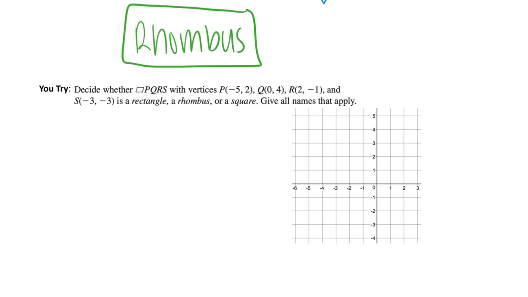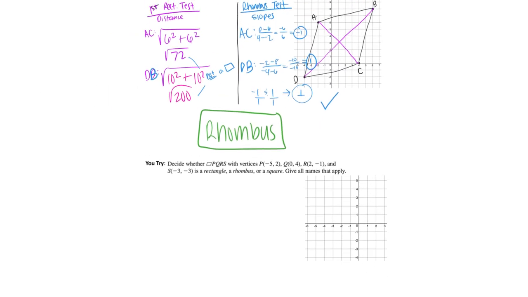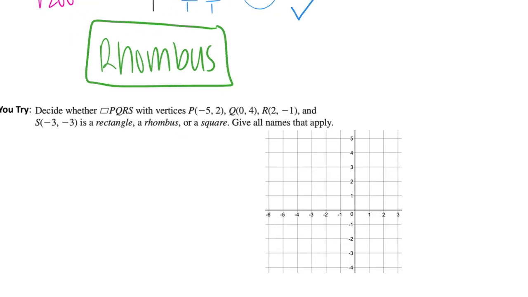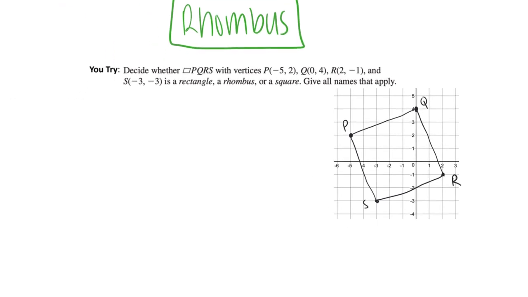Same thing here. So we can go ahead and graph the shape. You can go ahead and do that, and then we're going to do those same two tests to see what kind of shape this is. So here we go. We have negative 5, 2. That's P. 0, 4 is Q. 2, negative 1. And then S is at negative 3, negative 3. Okay, so here's what the shape looks like.